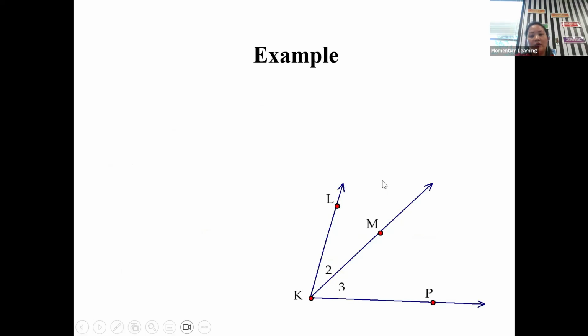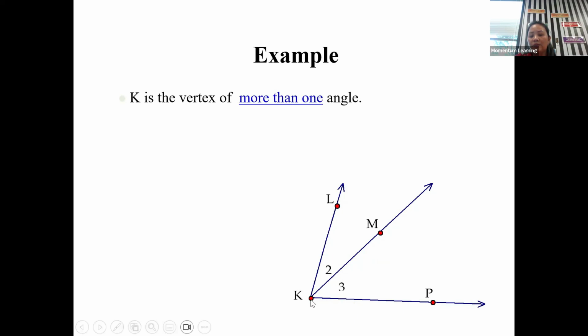If I were to ask, where is angle 2? We come in here, we know, hey, this is angle 2 right here. Where's angle 3? We know this is angle 3 right here. If I ask you where is angle LKM, we know it's referring to angle 2. You see how that works? If I say, what is angle MKP? We know it's angle number 3.